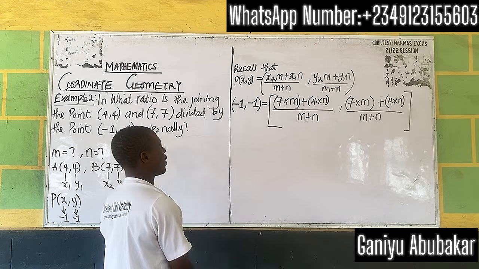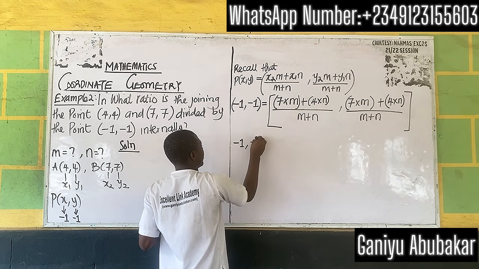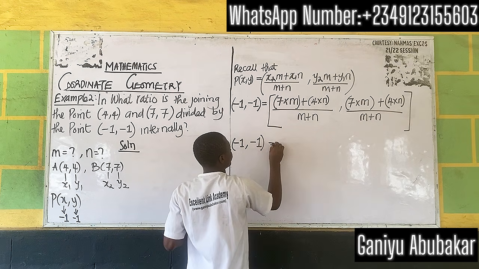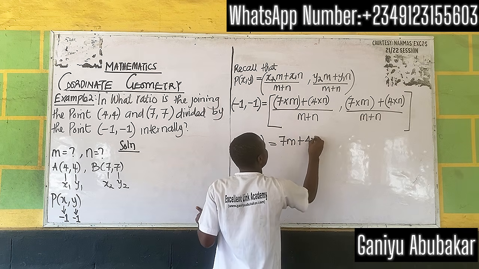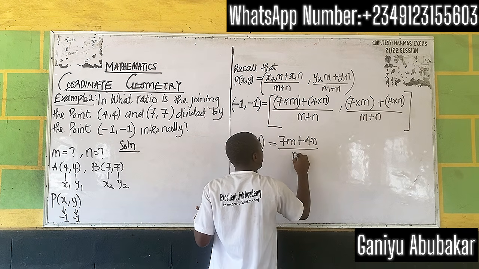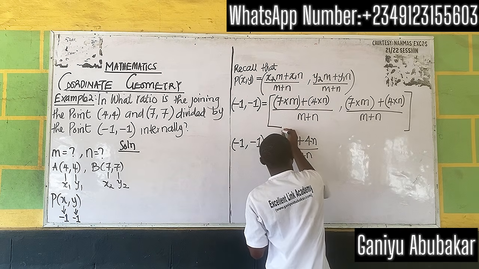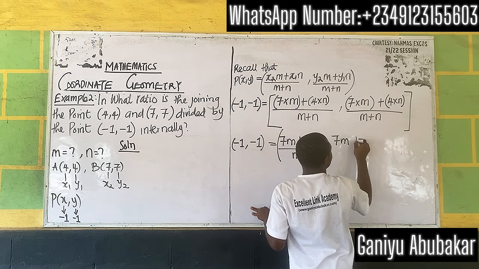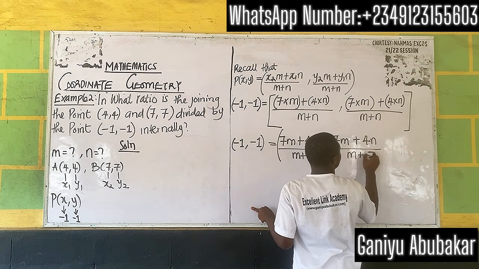My next task is to multiply this stuff. So that gives you -1 comma -1 is equal to 7m plus 4n over m plus n, comma 7m plus 4n all over m plus n.